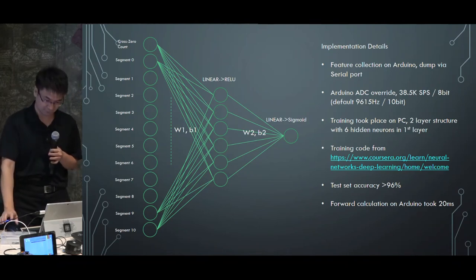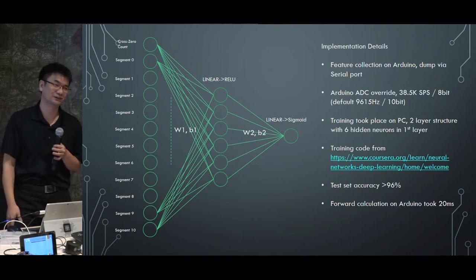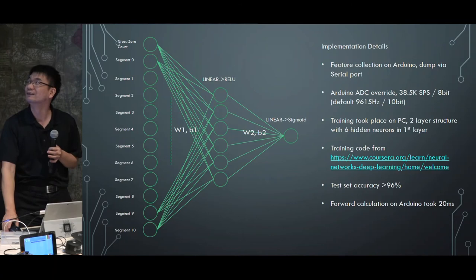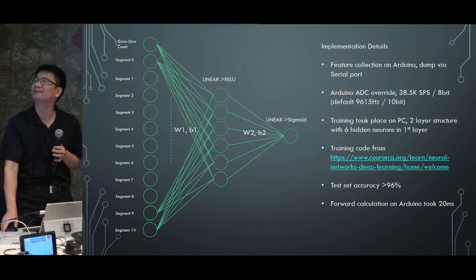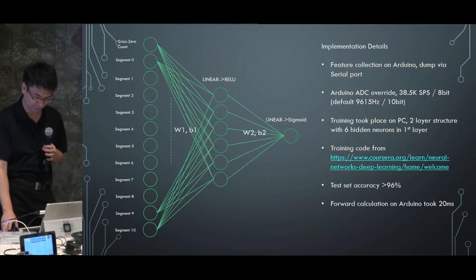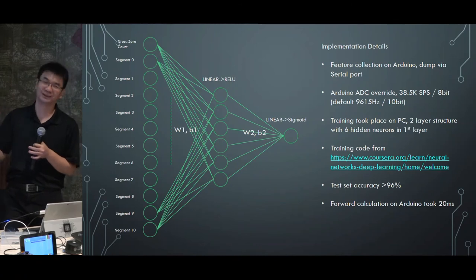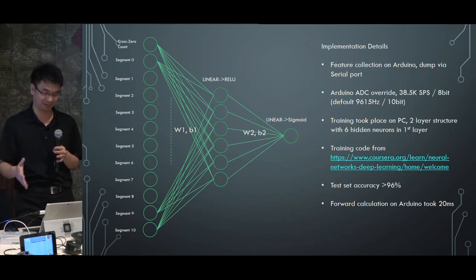I tried different configurations of network and found just a small two-layer one doing quite well. The accuracy is quite high, 96%, although I have very limited samples. The training code is from this course. I'm not sure whether I can publish this, but because it is training code, everything is written by hand.